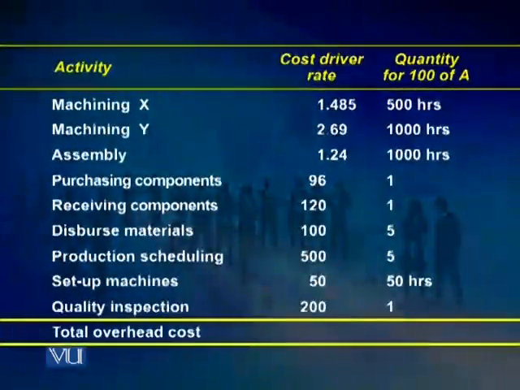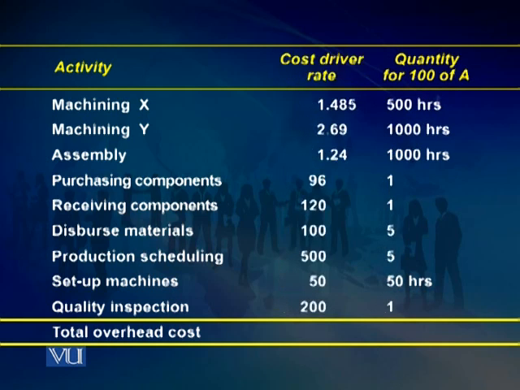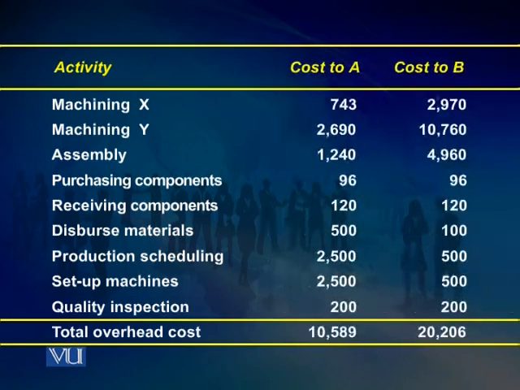Here we have shown the various activities on the left hand side, then the cost driver that has just been calculated for each of the activity, and looking at the quantity used by 100 units of product A and the quantity used by 200 units of product B to arrive at the cost allocated to A and the cost allocated to B. In the case of machine X, the cost driver rate we established was 1.485. 5 hours were used by product A, so for 100 units the quantity of hours used is 500, and the cost allocated to A is 500 multiplied by 1.485, which is 743.